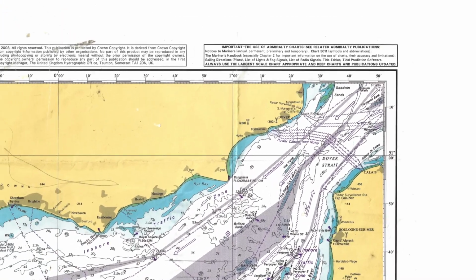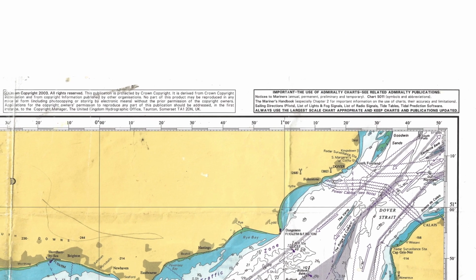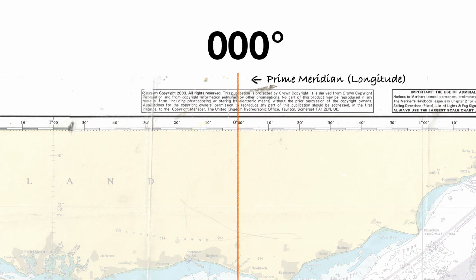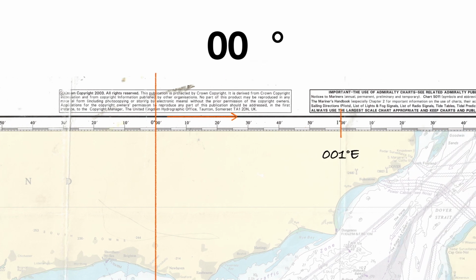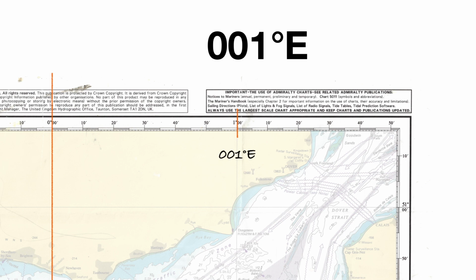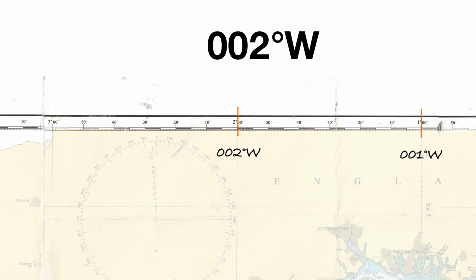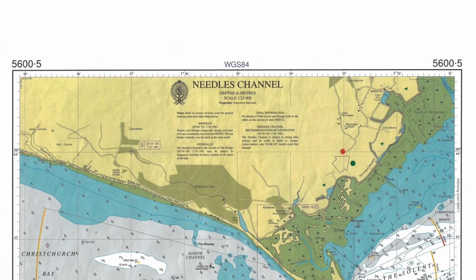The same measurement principles apply for longitude, our west or east scale. Here we are on the prime meridian, 0 degrees. So if we go right, we are increasing our east longitude, left, our west longitude. So let's take an even closer look and dive right into this chart.